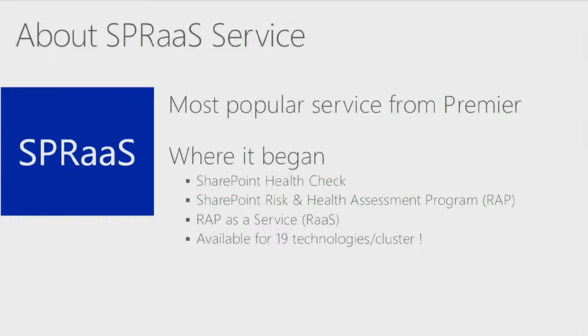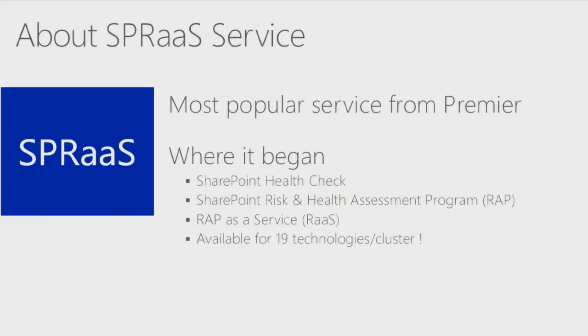The current version of the RAP is what we call RAP as a Service, simply called RAS, like platform as a service, infrastructure as a service, software as a service. RAS is our cloud-based solution to conduct risk and health assessments on your SharePoint farms. As of today, there are over 19 different Microsoft technologies that are RAS enabled, and now we have come up with a PLA version of the RAS.